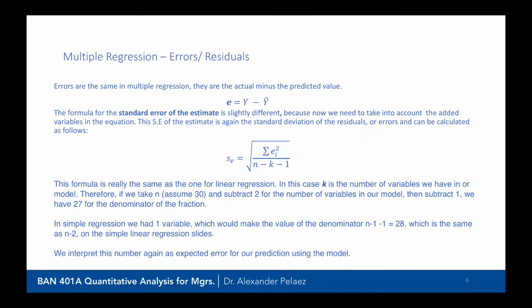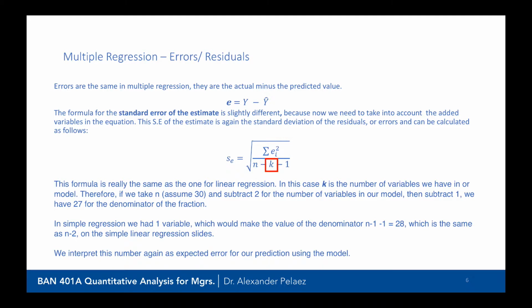Errors are the same in multiple regression. They are the actuals minus the predicted value. The formula for the standard error of the estimate is slightly different because now we need to take into account the added variables in the equation. So the standard error of the estimate is again the standard deviation of the residuals. This is equal to the square root of the sum of the errors squared divided by n minus k minus 1. Now the formula is essentially the same as the one for linear regression.